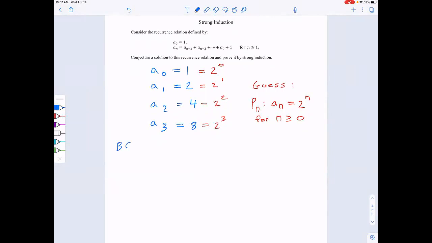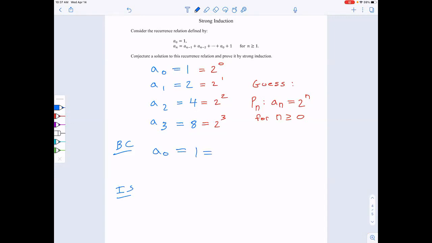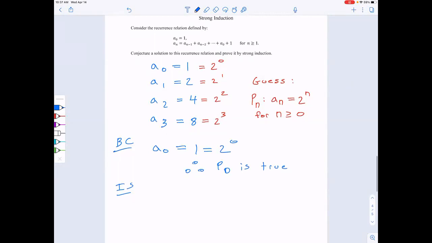Okay, so every time we do induction, we'll need to do a base case, or possibly base cases, and an inductive step. For our base case, let's formally write in that a sub 0 does work here. We do get this equation working out. So therefore we can say that P sub 1, or in this case it's actually P sub 0, is true. And we might have to come back and do more base cases depending on how we do the inductive step.